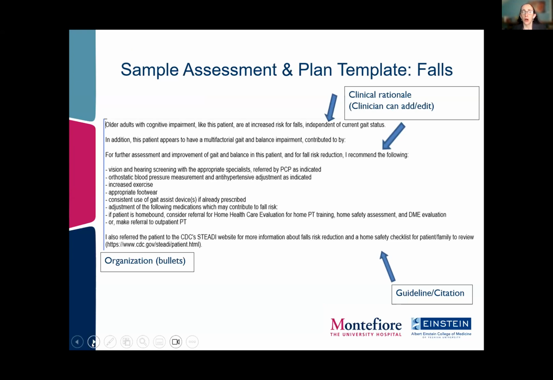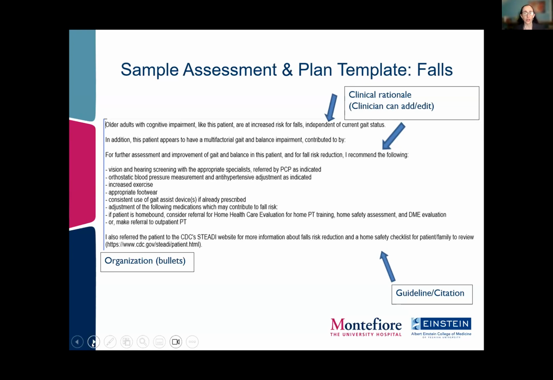We make sure that our assessment and plan templates include a reference to a clinical guideline or a citation of the literature when possible, because studies have shown that primary care providers really appreciate understanding the basis and the background, the evidence base for where specialist recommendations may come from. And we try to keep it organized and bulleted and yet also thorough.